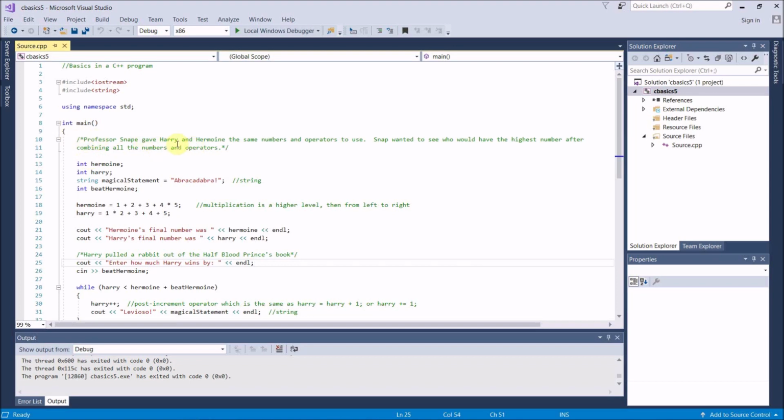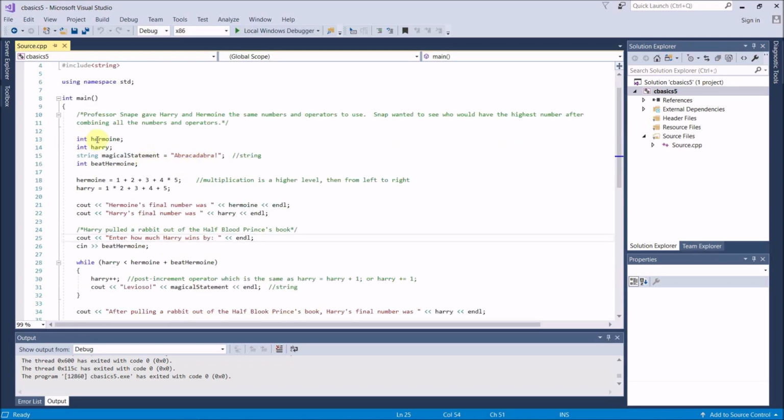Professor Snape gave Harry and Hermione the same numbers and operators to use. Snape wanted to see who would have the highest number after combining all the numbers and operators. So here we declared Hermione and Harry, both int data types. We also declared a string data type, magical statement. We assigned it a value, abracadabra.